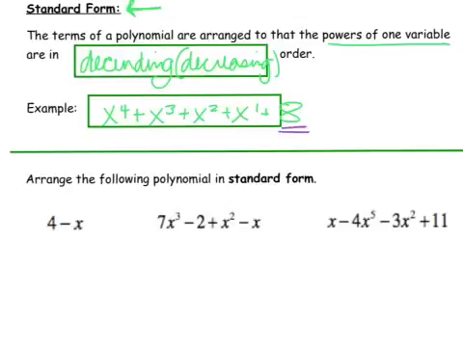Constants, so single standalone numbers, always go on the end. Highest degree is always going to go first. So remember, it has to be in descending or decreasing order.